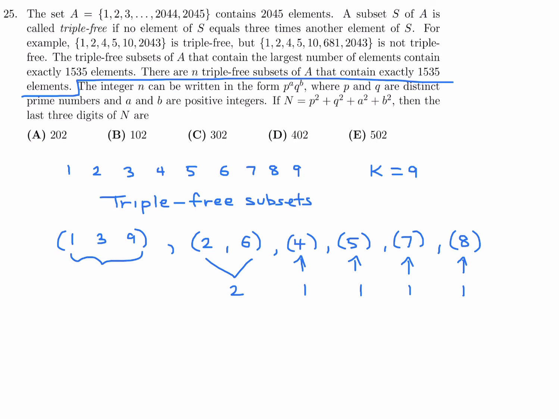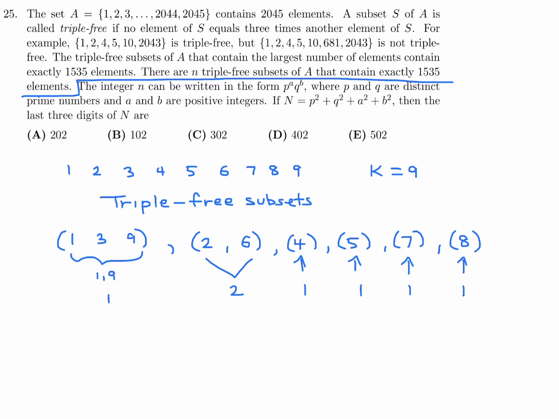What can I choose from here? Remember, I've got to choose it in a way so that I make the maximum. Well, I can't choose 3 and 9 because 9 is 3 times 3. I can't choose 3 and 1. Those two can't be together. But I can choose 1 and 9, and there's only one way of doing that.